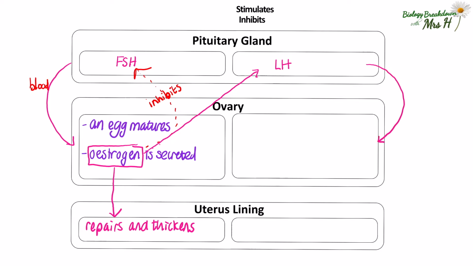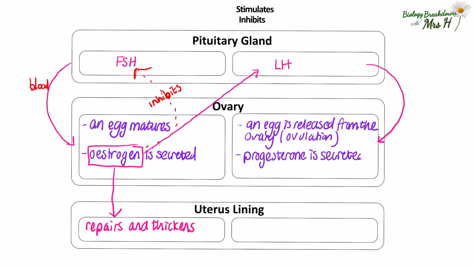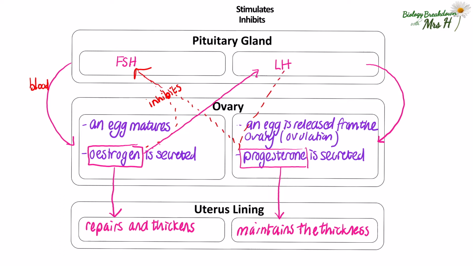LH targets the ovary as well, and that causes the egg that's been maturing to ovulate, and then progesterone is secreted by what's left behind. Progesterone is responsible for maintaining the thickness of the uterus lining in case that ovulated egg gets fertilized, and it also inhibits FSH and LH.